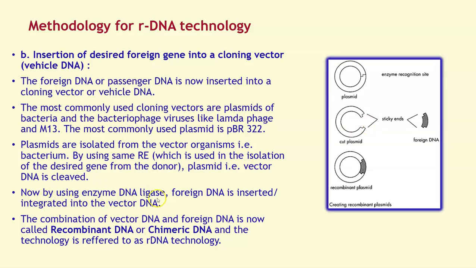Now by using the enzyme DNA ligase, foreign DNA is inserted, that is it is integrated into the vector DNA. Can you see here? This foreign DNA has been integrated into the vector DNA by the enzyme DNA ligase. The combination of the vector DNA and the foreign DNA is now called the recombinant DNA or the chimeric DNA, and the technology is referred to as the rDNA technology. So here you have created a recombinant plasmid.